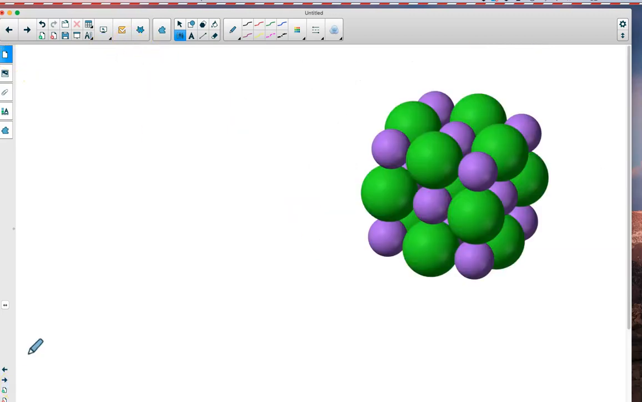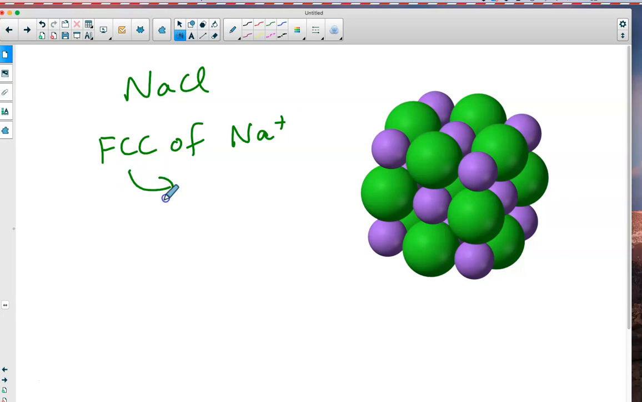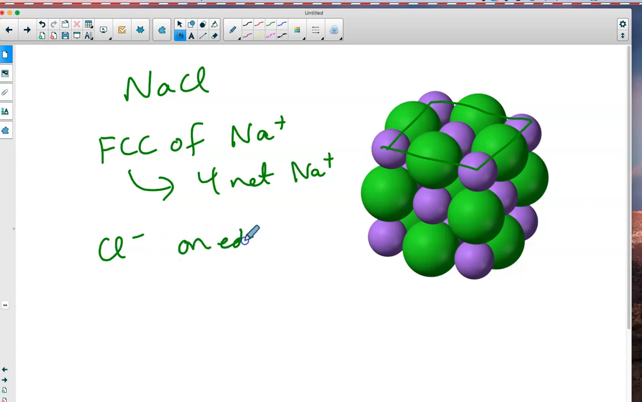Let's do a couple more examples. This is sodium chloride, which we have already looked at before, but this shows it from the perspective of the smaller ions. So the purples are the sodiums. So we have a face-centered cubic of sodium ions, and face-centered cubic is 4 net atoms, so we have 4 net sodiums. And then if you look at the lattice structure, the chlorides in that lattice structure are on edges of the cube, and those contribute 1/4 of their volume.